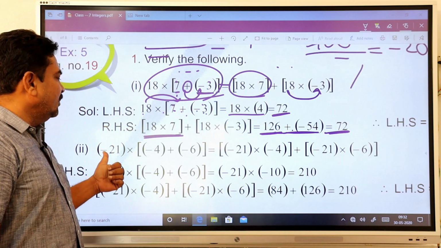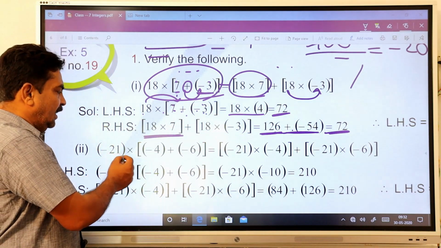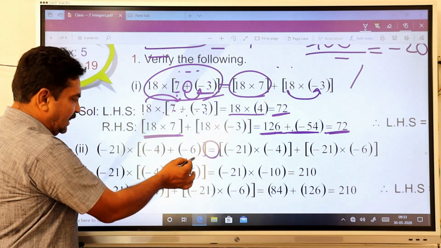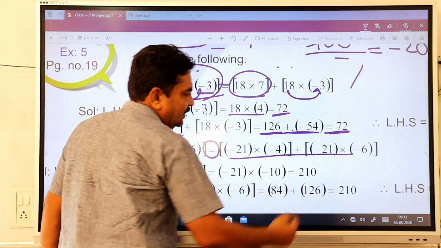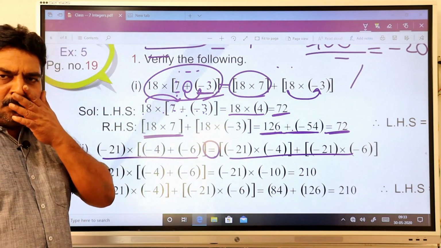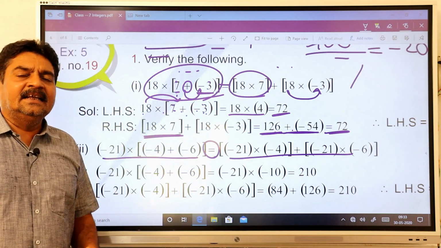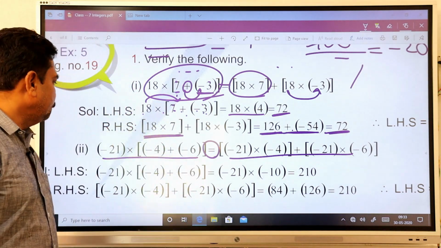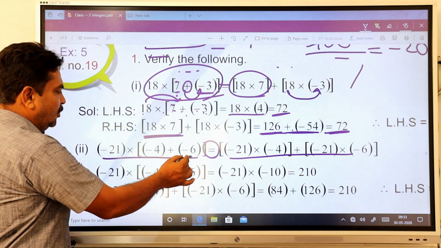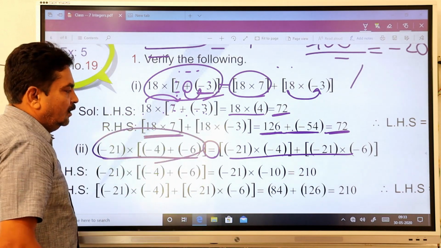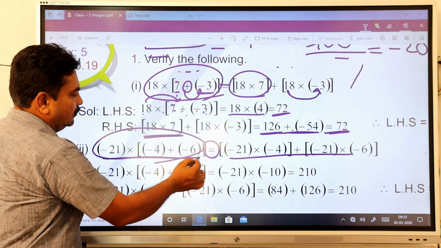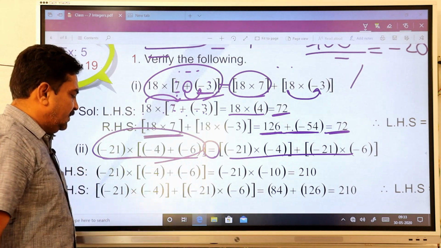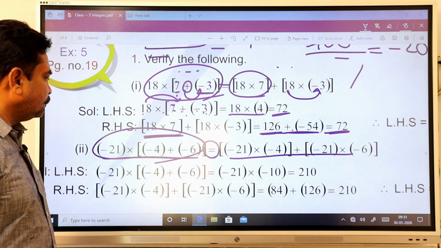And this second one, you see, here you have the equals to symbol. So this is your LHS and this is your RHS. LHS should equal RHS. Let us verify whether LHS is equal to RHS or not. So here, first we'll do this, which is in the bracket. We'll first check it.